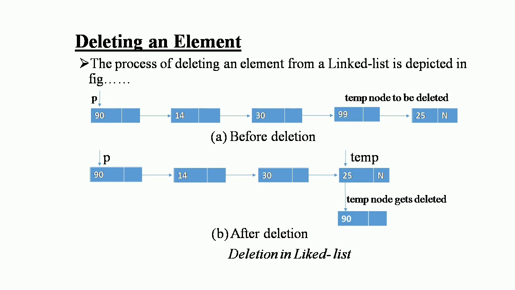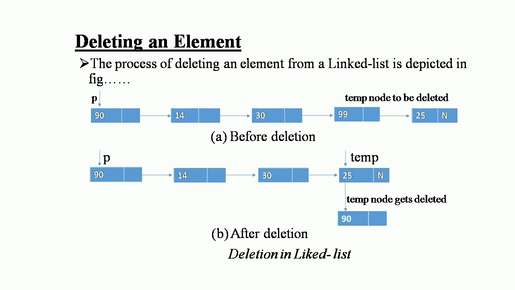So I have 5 nodes. First is 99, second is 14, third is 30, fourth is 99, and fifth, the last one, is 25. After the 25 there is no connection. For that you can give the name null.